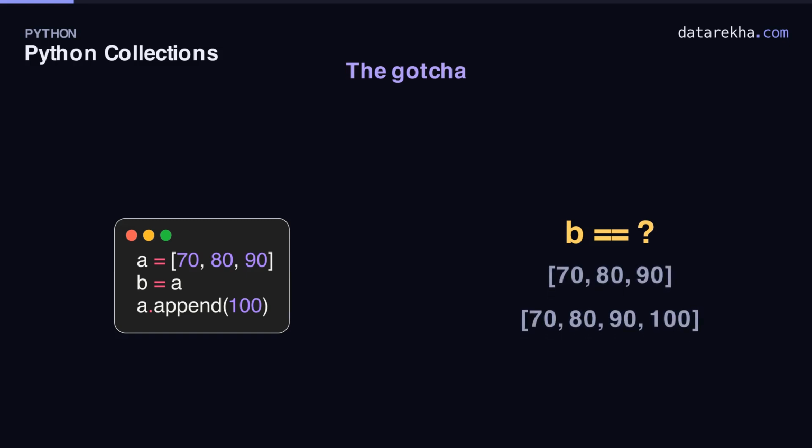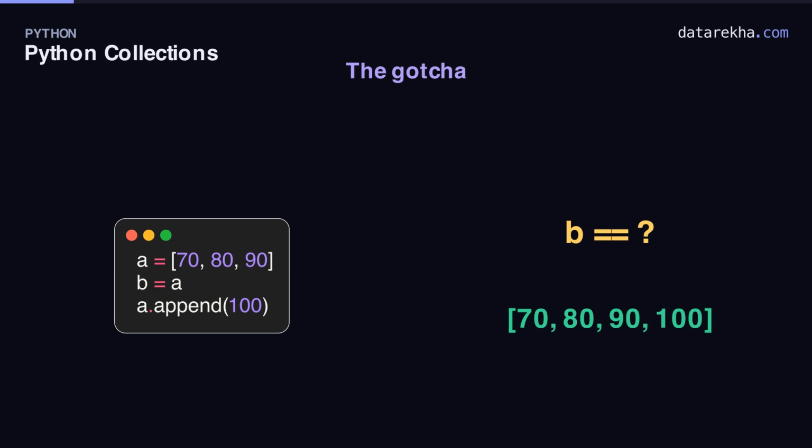The original three numbers? Or the four? With the 100 included? The answer surprises almost everyone. Both A and B show the 100 on the list. Writing B equals A did not copy anything. It just gave the very same list a second name. By the end of this lesson, that will feel obvious.